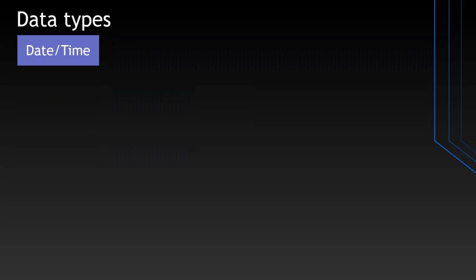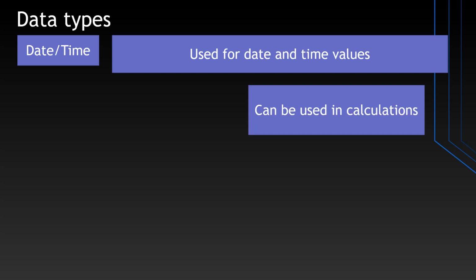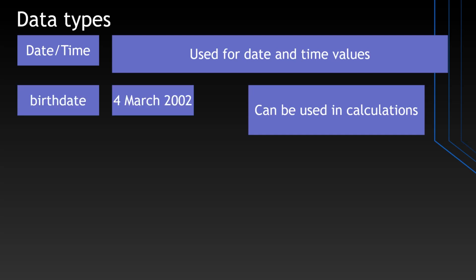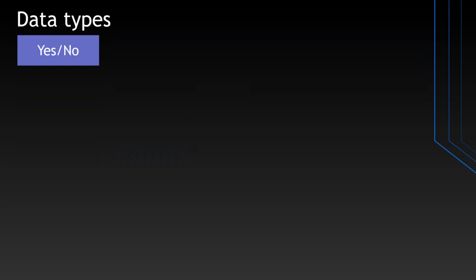Data type: date/time. Can be used for dates and time values. Can be used in calculations because, like in Excel, this is actually stored as a number. For example, you would use it for birthday, time of day. Data type: yes/no.